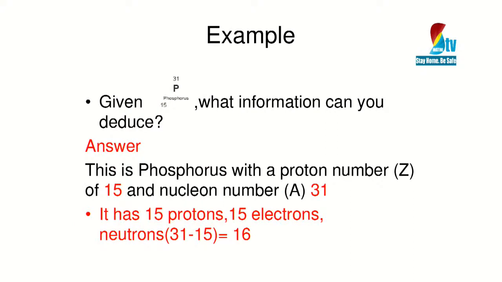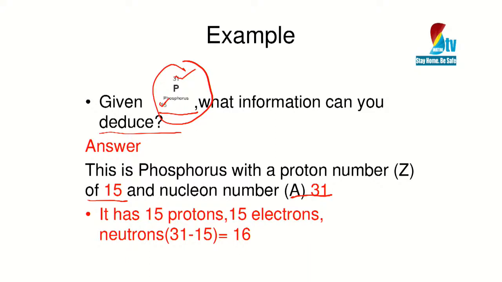Let's try this example. Please bring closer your periodic table. Given that we have phosphorus, and you may note that it has this larger value, which we have already termed the nucleon number, and this 15, which is the proton number. What information can you deduce from just simply looking at this, dear learner? The response is that this is phosphorus with a proton number of 15 and a nucleon number of 31.